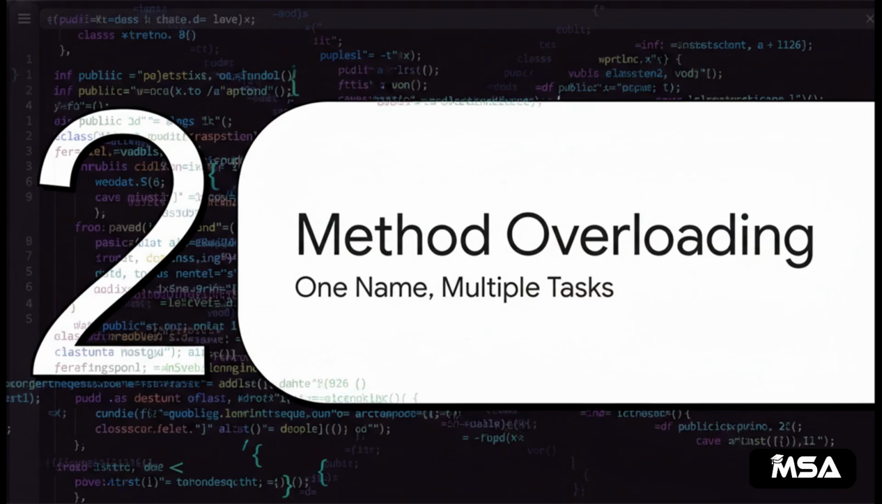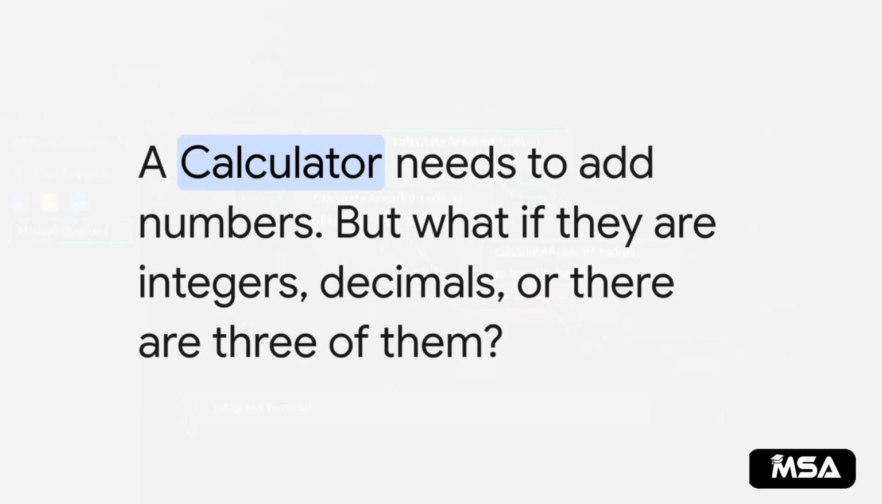All right, so we've seen how to build objects with more flexibility. Now let's take that same idea and apply it to the things our objects can do. This is method overloading. One name, but for a whole bunch of related tasks. Let's use a super simple example. A calculator. You obviously need an add method. But wait, are you adding whole numbers like integers? Or are you adding decimal numbers like doubles? And what if you need to add 2 numbers sometimes, but 3 numbers other times?